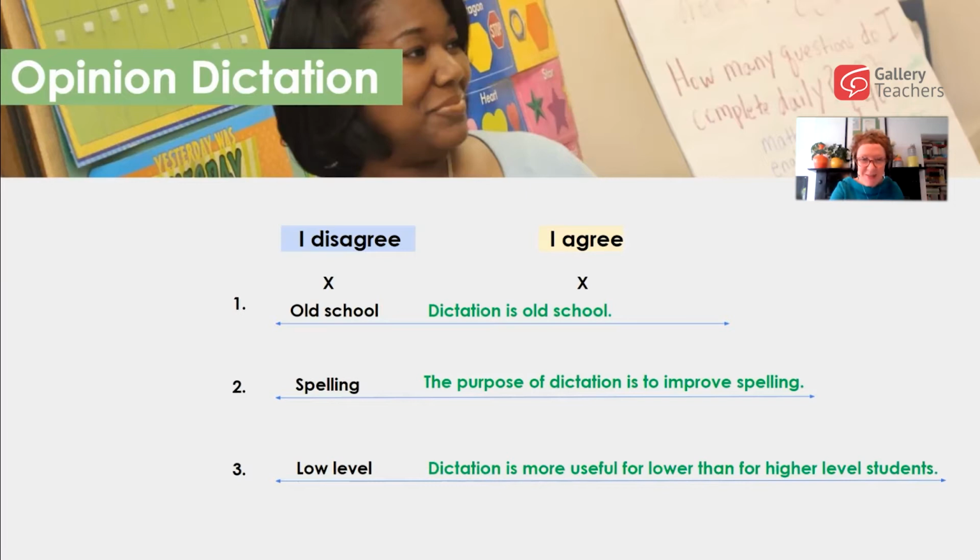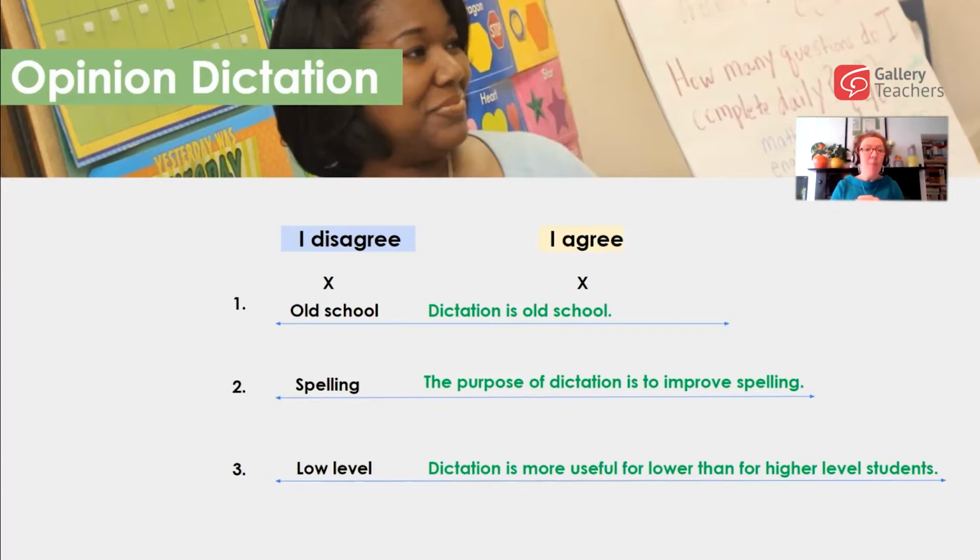Is it based on your experience of dictation as a teacher? And for the third statement, dictation is more useful for lower than for higher level students. Again, I would get you to rewrite this full statement collaboratively and then discuss and share your opinions. Right. So we're not going to be able to discuss these statements right now, but during our live session, I really hope we get to share our opinions about those 3 main statements.